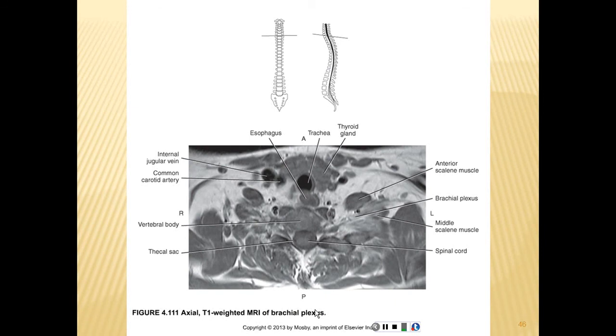Remember, you can pause, you can go back, and re-listen to things that you may have missed. This is page 234. This is an axial T1 weighted MRI of the brachial plexus. They have an illustration just above this, just in case you need some help with that. But here you want to be able to identify, of course, the trachea, thyroid, jugular, the anterior scalene muscle, the common carotid, the brachial plexus, the middle scalene, vertebra, spinal cord. These should all be very familiar to you at this point.